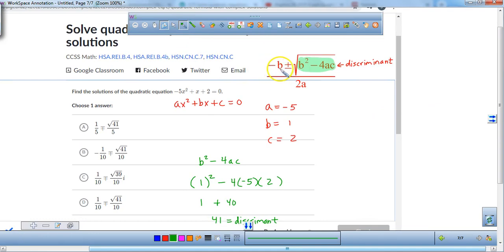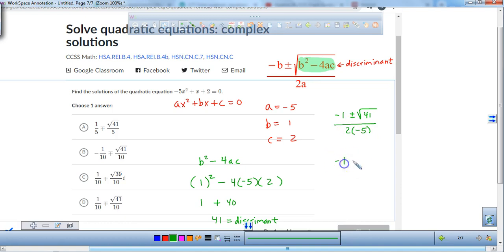It says negative b. Well, if our b value is 1, then we have to lead out with negative 1. We do plus or minus the square root of our discriminant, which is 41, all over 2 times my a value. Well, 2 times my a value is negative 5, which makes it a negative 10. So we're left with negative 1 plus or minus the square root of 41 all over a negative 10. Okay? So one thing we have to look at is we want to look right here. We have a negative divided by a negative, which turns that into a positive.